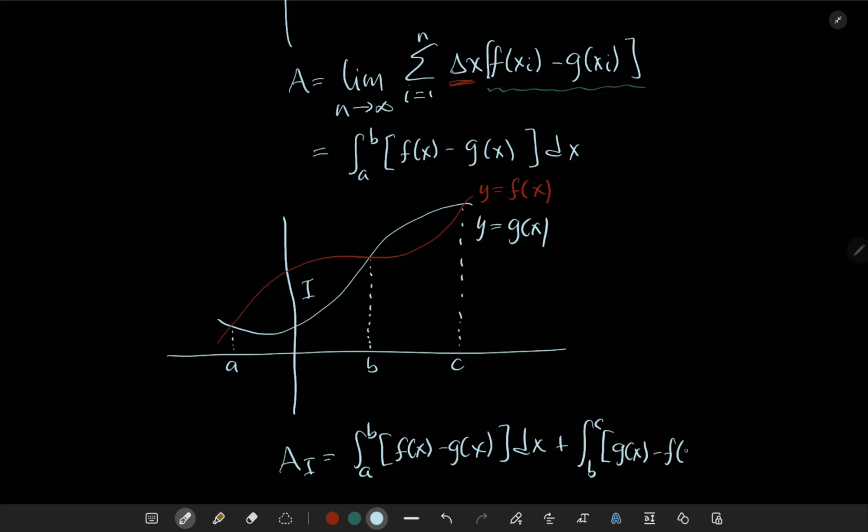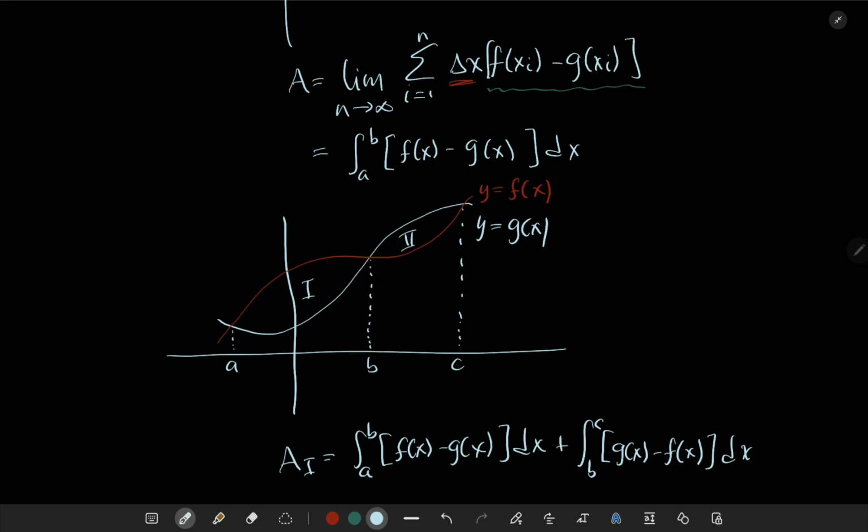So if the behavior of the functions changes, you'll have to write multiple integrals and partition your big interval into smaller intervals, so that you're always subtracting top minus bottom. What that means is that the heights you're computing are positive, so your area is going to be positive. Once you move to this side, if you were to leave it as f minus g, this area would be negative, and you don't want that to be negative.